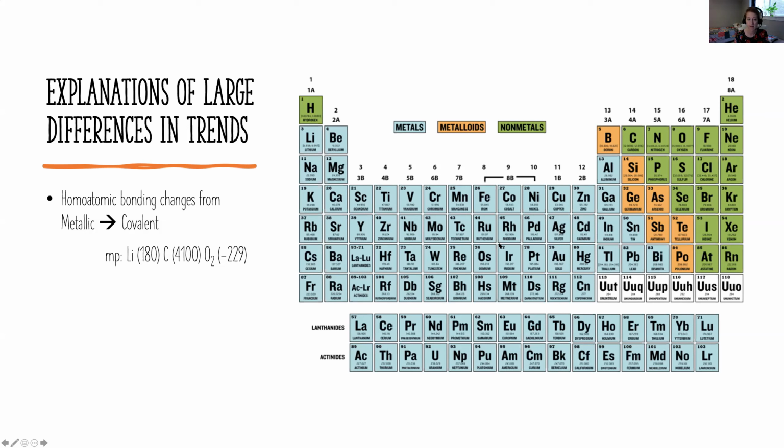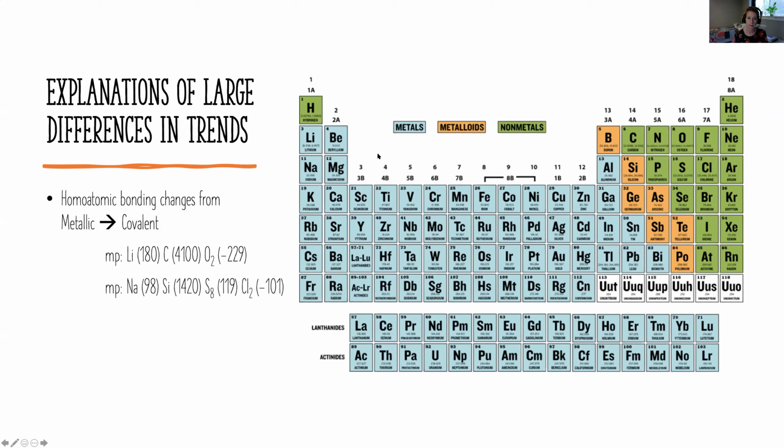So for example, if I think about lithium, the melting point of lithium metal is 180 degrees Celsius. The melting point of carbon, like a carbon graphite or a carbon diamond, is going to be 4100. That's carbon in its form that's more networked. It looks more like a lattice than any sort of covalent bonding. And then as we go to oxygen, its melting point is negative 229 Celsius, so it's pretty much a gas.